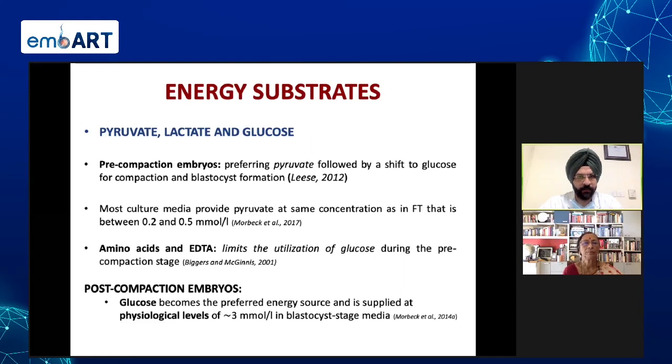Amino acids and EDTA are also a source of energy, with the additional function that they limit the utilization of glucose during the pre-compaction stage. So the glucose has to be limited. Pyruvate is promoted as a pre-compaction energy substrate. Whereas post-compaction embryos prefer glucose as an energy source, at the physiological level of 3 millimoles per liter in blastocyst stage medias.